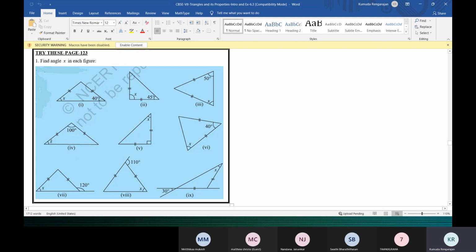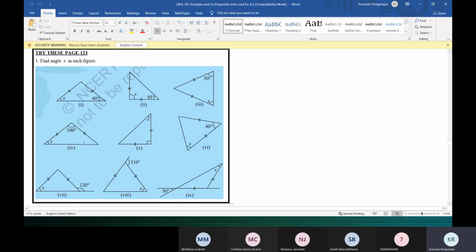Opposite to this side is this angle. When these two sides are equal, the angles opposite to them are equal. So this angle is equal to this angle. This angle is equal to this angle. So if this is x, this is also x.